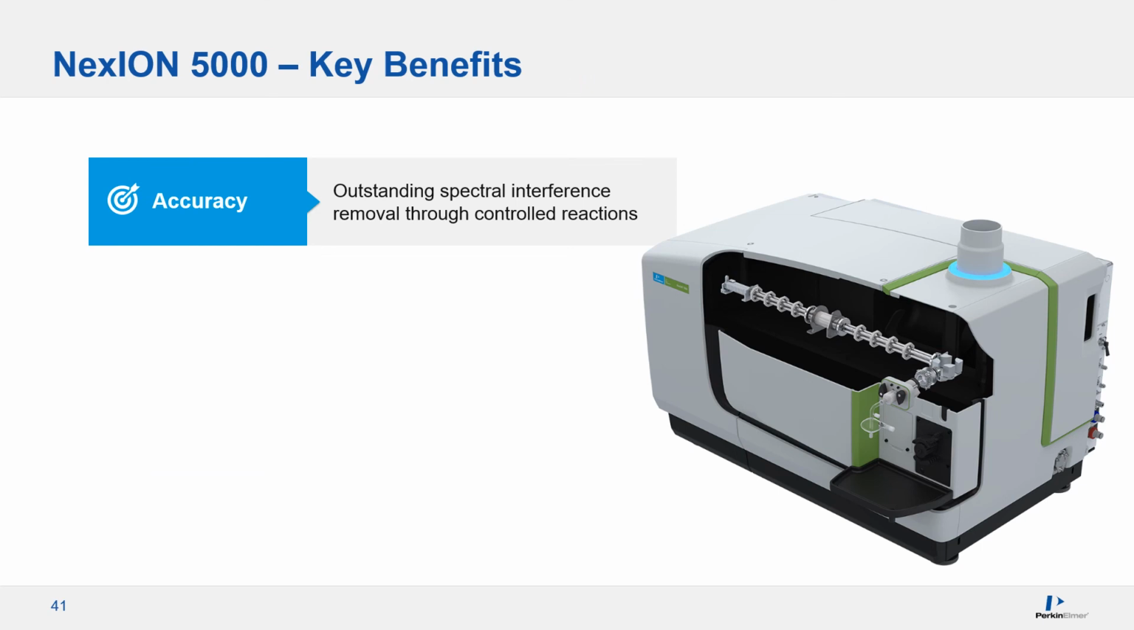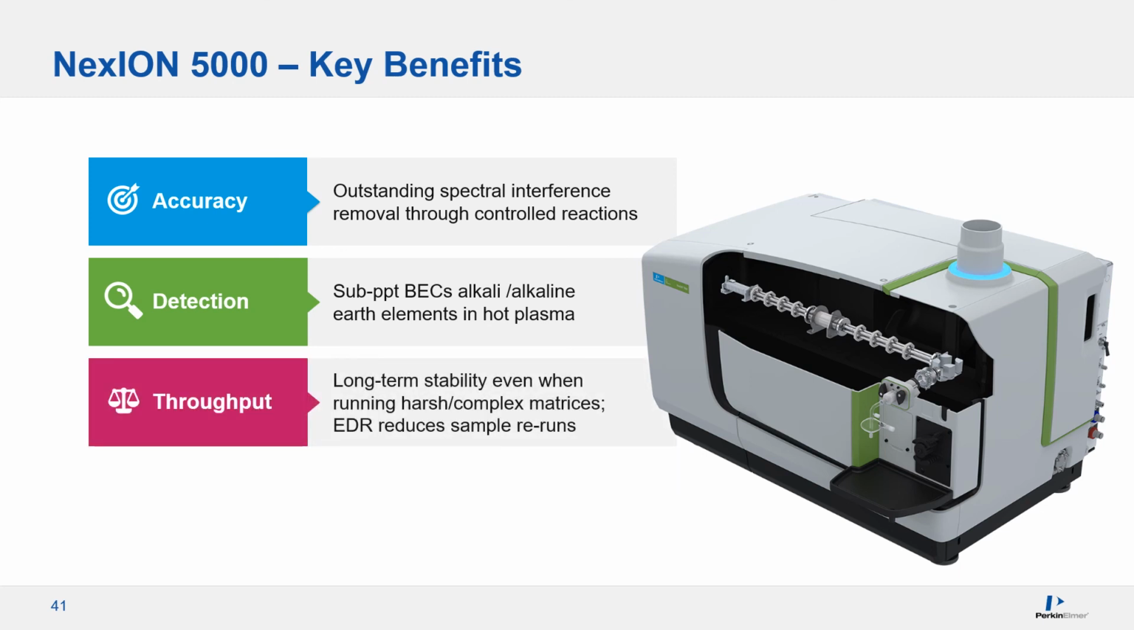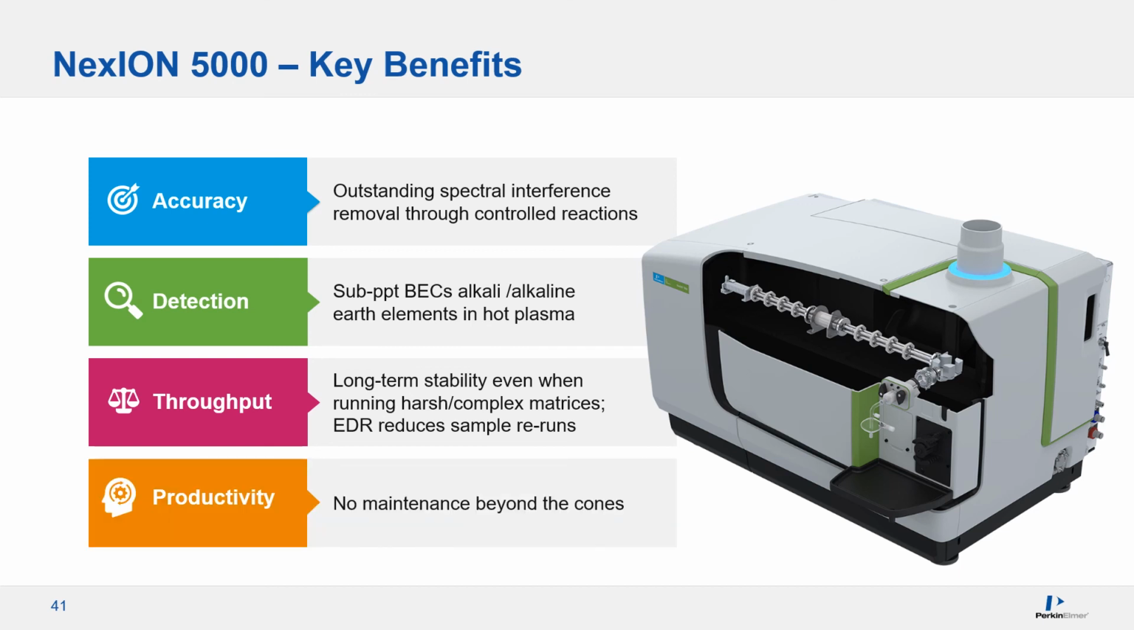So, some of NexION's key benefits. The accuracy of this system is improved over the NexION 2000 with outstanding spectral interference removal with controlled reaction technology. The detection power of the NexION 5000 allows for sub-part per trillion BECs in the alkali and the alkaline earth metals in hot plasma conditions. Throughput. System stability and throughput, the ability to handle harsh and complex matrices, is a key benefit of the NexION 5000. And productivity. No maintenance beyond the cones.